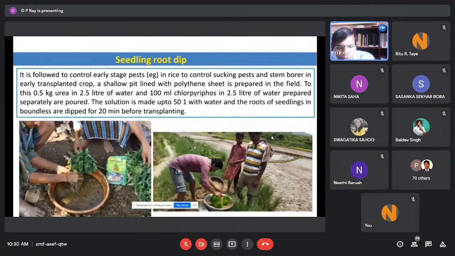And seedling root dip is a very well known practice in the villages. You have seen that it is used to control early stage pests in rice and control sucking pests and stem borer in early transplanted crop, where a shallow pit lined with polythene sheet is prepared in the field. To this 0.5 kg urea in 2.5 liter of water, and 100 ml of chlorpyrifos in 2.5 liter of water prepared separately are poured. The solution is made up to 50 liter with water, and the roots of the seedlings in bundles are dipped in it for 20 minutes before the transplanting.